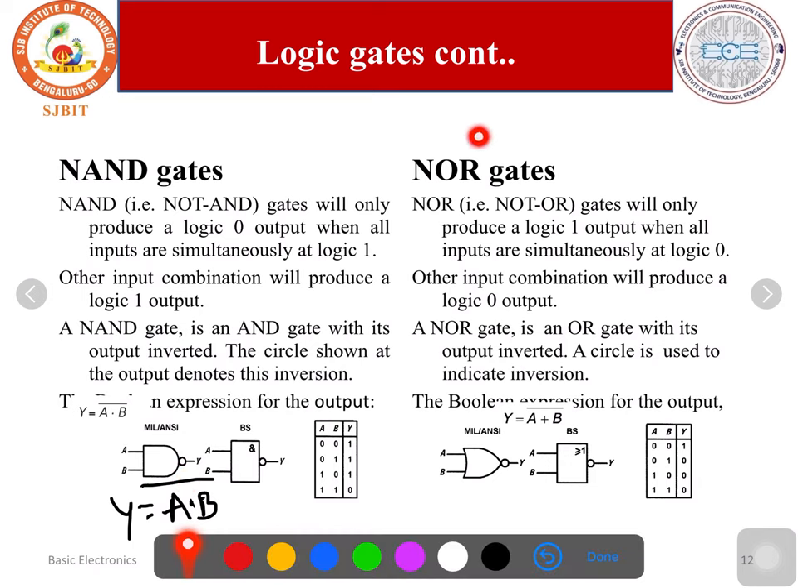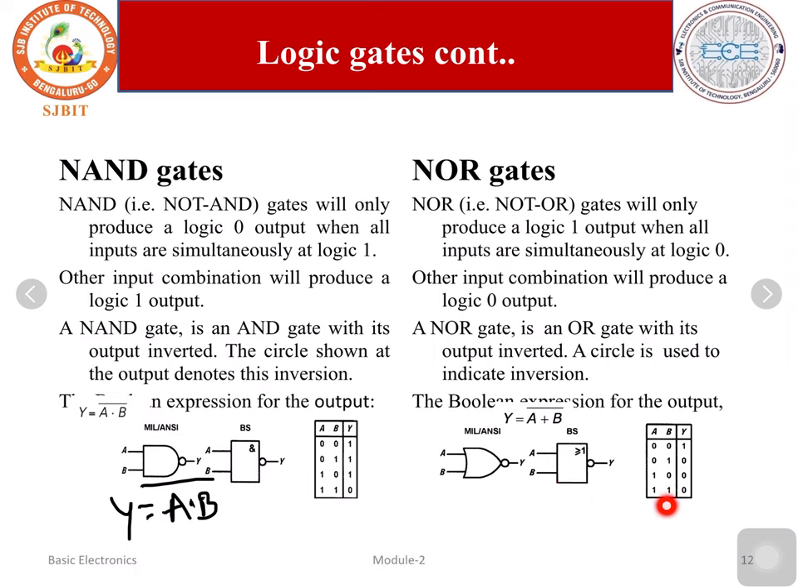Then coming to the NOR gate, once again N stands for NOT and OR gate. Write the OR gate symbol, write a bubble which stands for the NOT gate. This is the British symbol. Then writing the truth table, here the logic expression is Y is equal to A OR B whole bar. A OR B is for the OR gate, NOT gate, put a complement here. So A OR B whole bar.